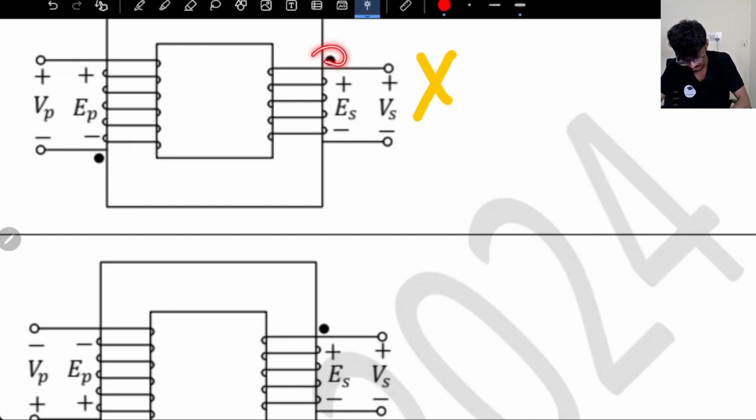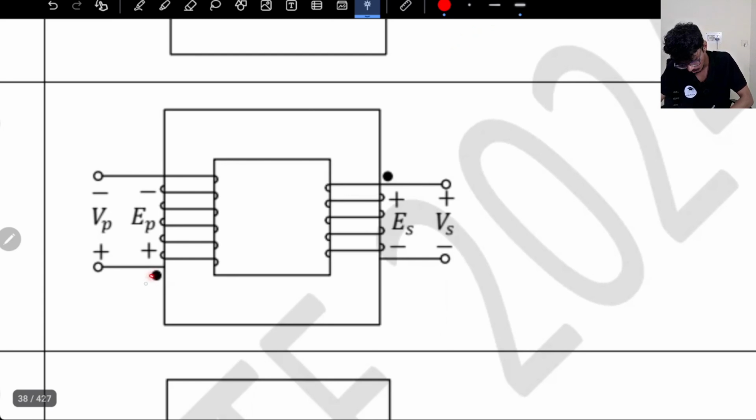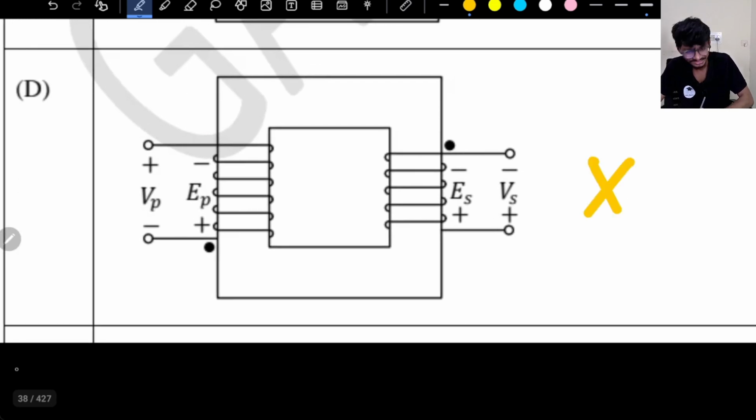Here the dot is with the winding that is outside the core, and here the dot is with the winding that is inside the core, not possible. Here the dot is with the winding that is inside the core, here the dot is with the winding that is outside the core, again not possible. Here also the same thing, not possible. Here also the same thing, not possible.